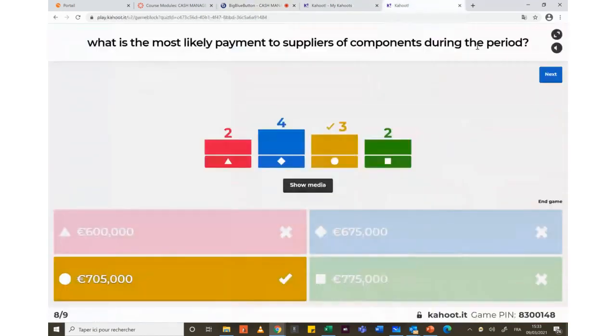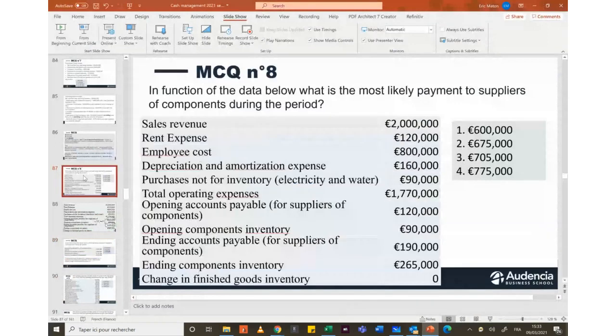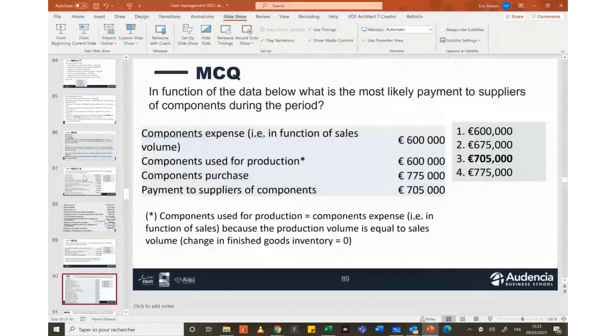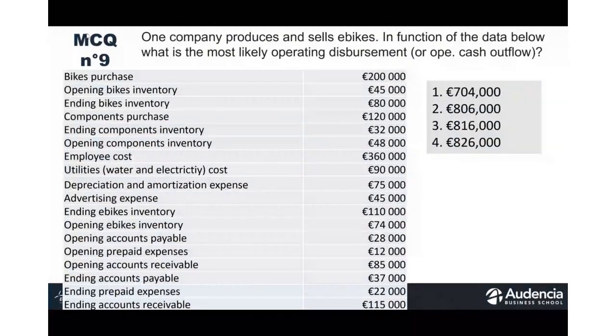Next question. Question number 9. Question number 9, you have the Excel file. So please download the Excel file. From all this information, you have to find the operating disbursements.